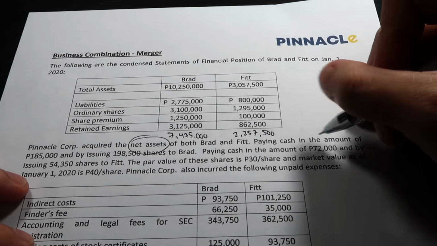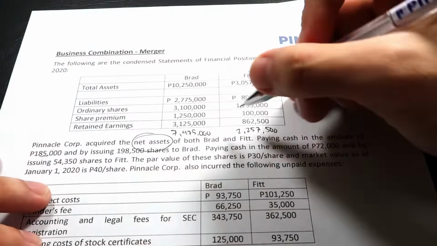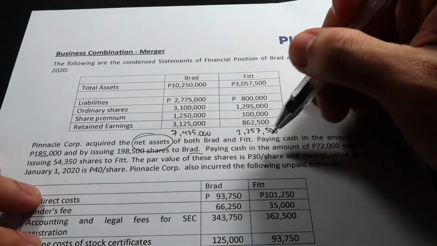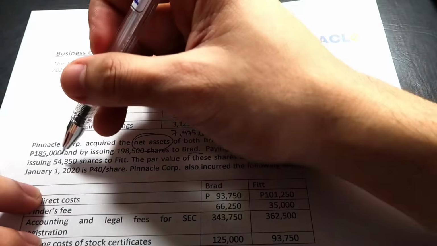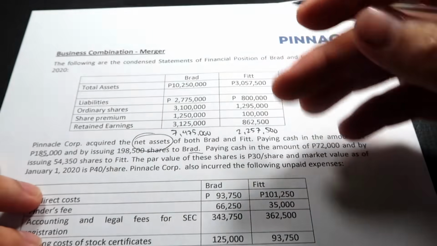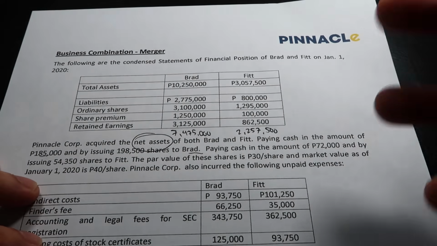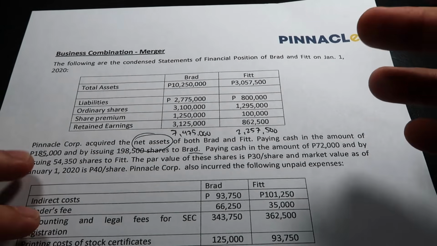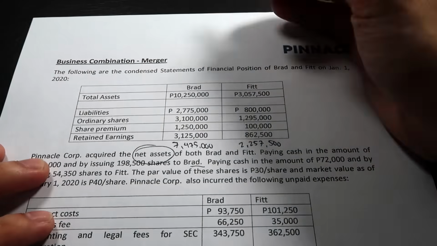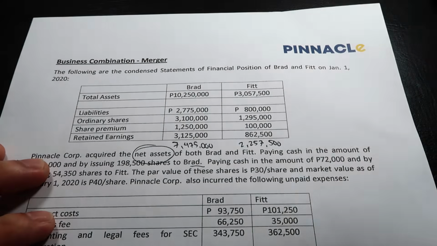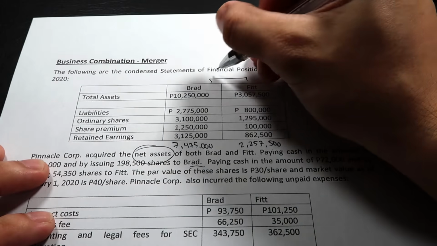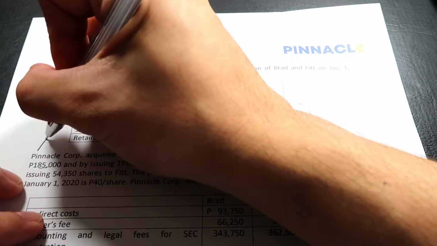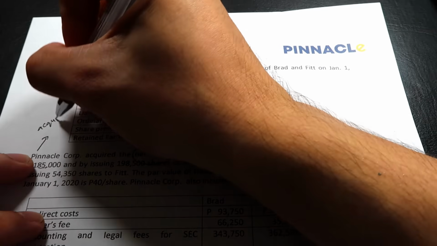Paying cash in the amount of 185,000 and issuing 108,500 shares to Brad, and paying cash in the amount of 72,000 and issuing 54,350 shares to Fit. Basically, what Pinnacle paid to these two companies are cash and shares. In IFRS 3, or in business combination, these two are called the acquirees, while Pinnacle is called the acquirer.